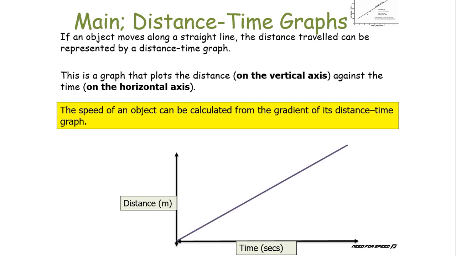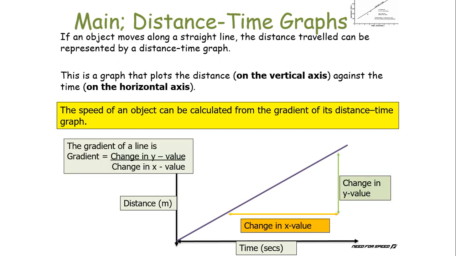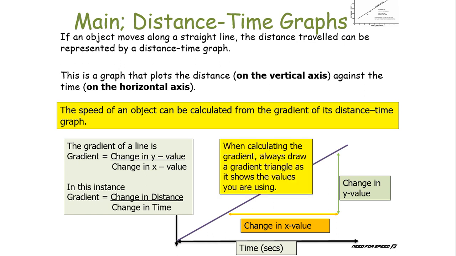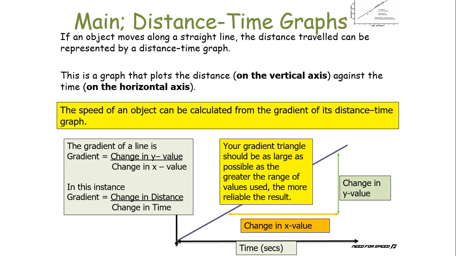So the speed of an object can be calculated from the gradient of its distance time graph. Now you should remember that the gradient of a line is the change in y value divided by the change in x value. So in this instance, it's the change in distance over the change in time, which is going to be the speed. Now when calculating the gradient, always draw a gradient triangle as it shows the values that you are using for your particular calculation, and your gradient triangle should be as large as possible. As the greater the range of values used, the more reliable your result.